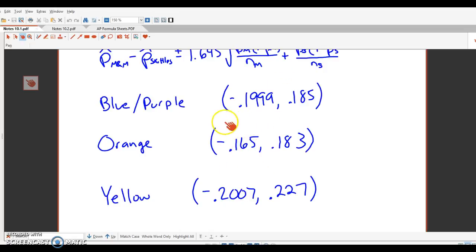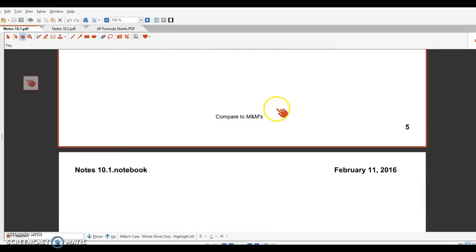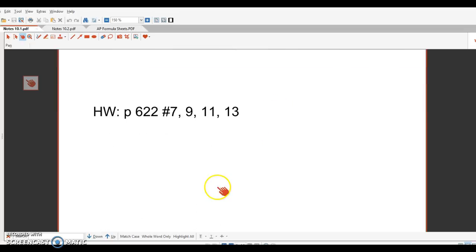Notice that all 3 of these intervals span both negatives to positives, which indicates that there is no distinct difference, for instance, between the proportion of blue M&Ms versus purple Skittles, or orange M&Ms versus orange Skittles, yellow M&Ms versus yellow Skittles. Or at least we don't have statistical evidence for it.